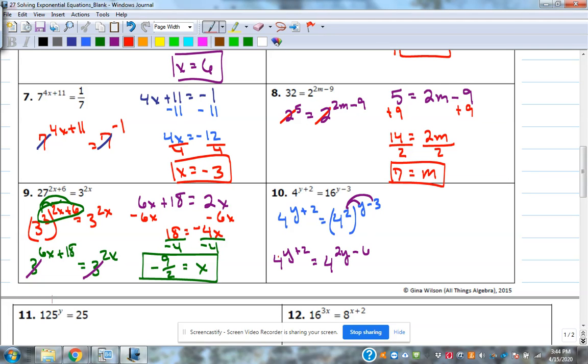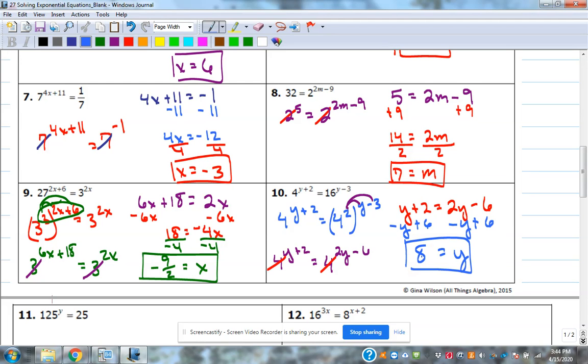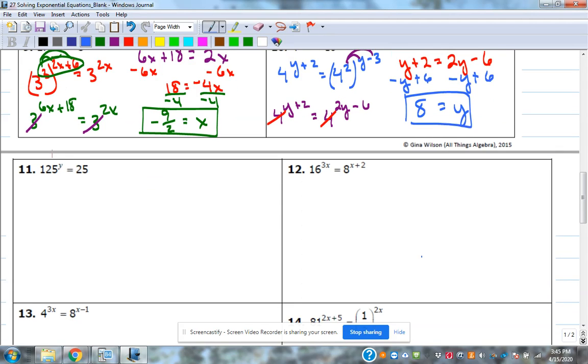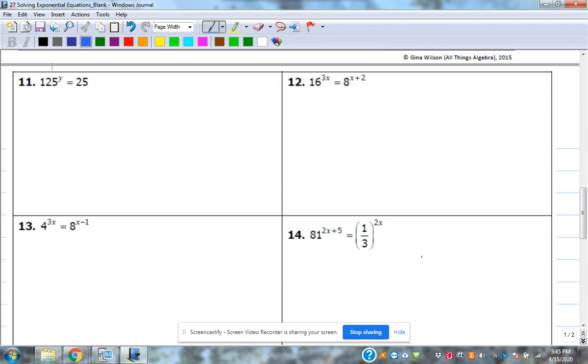And again, I'm going to drop the base 4s. y plus 2 equal to 2y minus 6. Solve that problem. So I'm going to add 6 and subtract y. 8 is equal to y. Done. Okay. All right. So here, changing the base of one side. Okay. Into a little bit more difficult problems here where we have to change the base maybe of both sides to be able to do that.